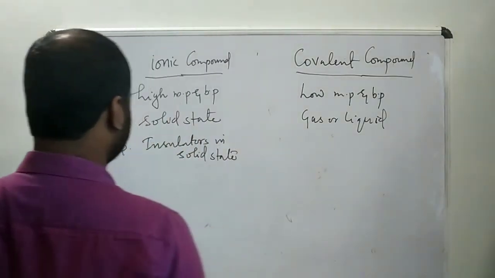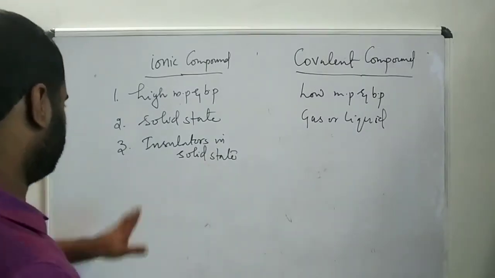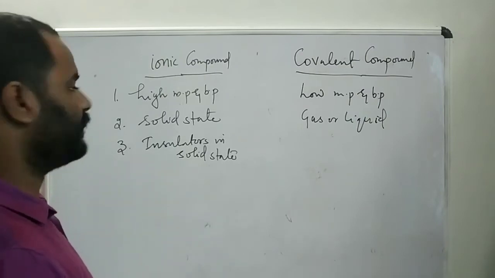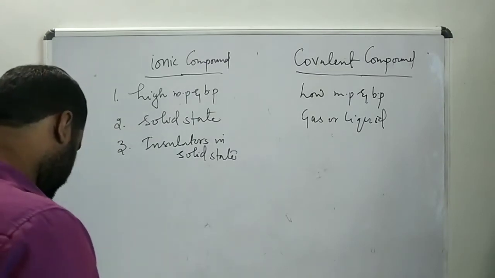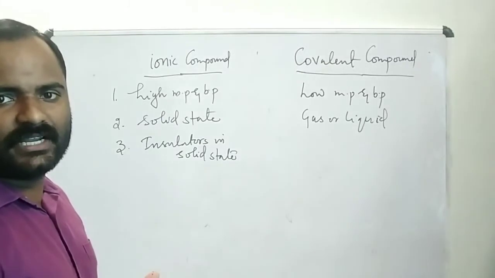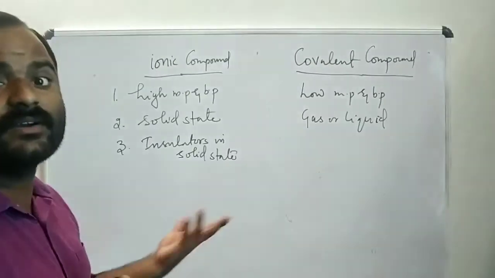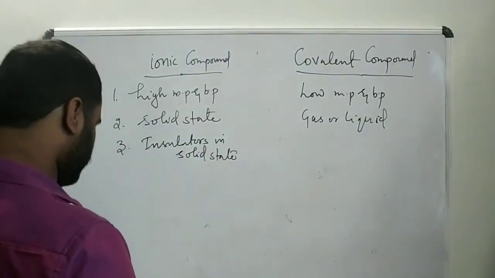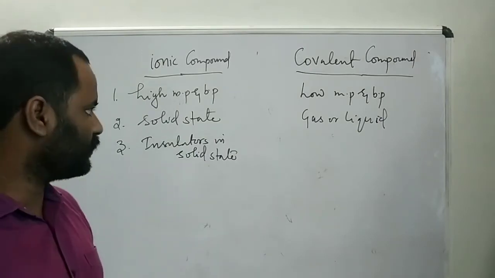They conduct electricity in aqueous state. Ionic compounds conduct electricity in aqueous or molten state because the ions are free to move. Covalent compounds do not conduct electricity in fused or aqueous state.